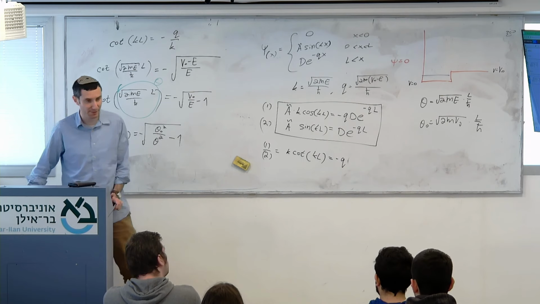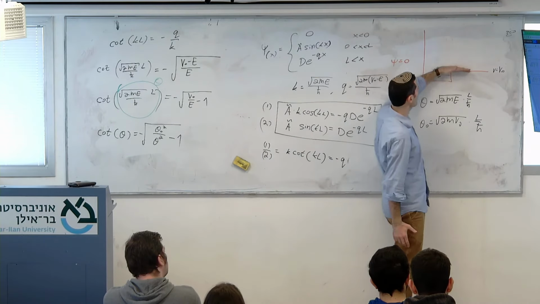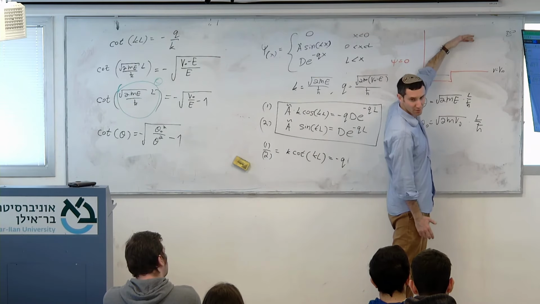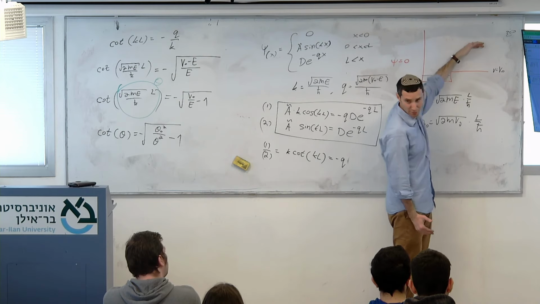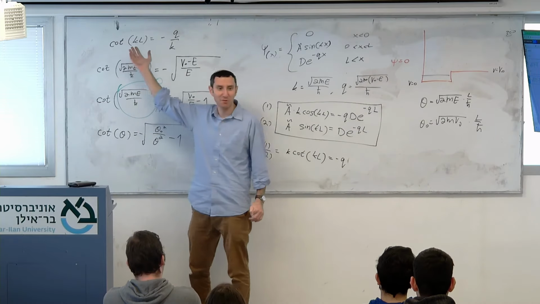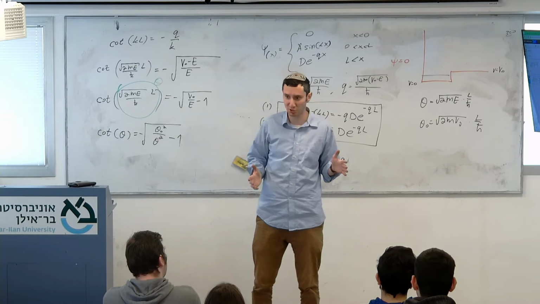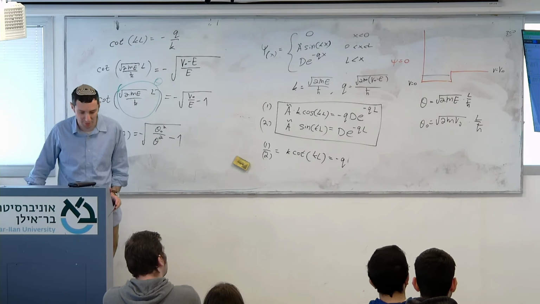What I expect is that if I take V naught to be bigger and bigger, you'll have more solutions, right? Because it's getting closer to the case of the infinite potential well. Let's see if that's what I get. I'm going to increase V.